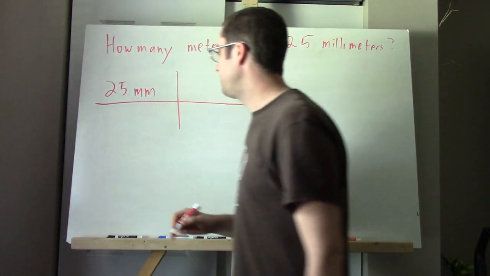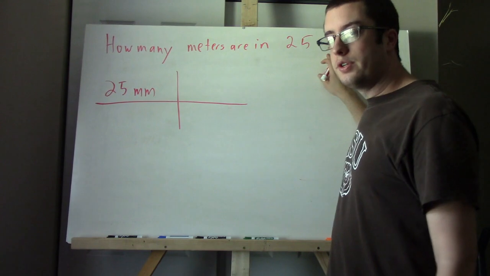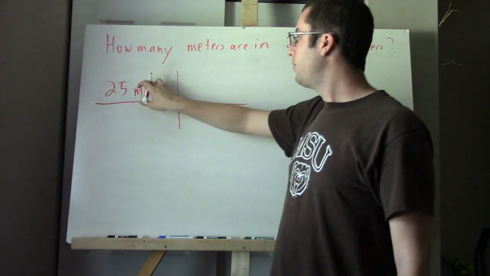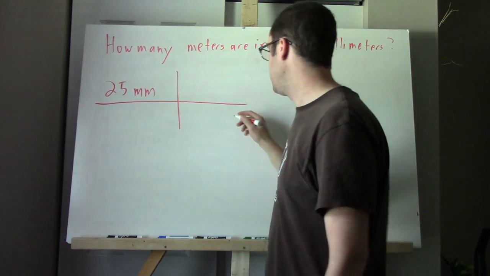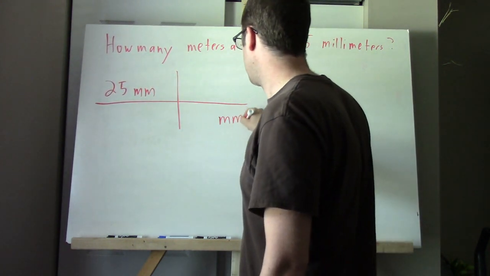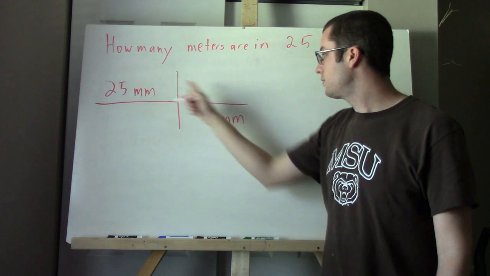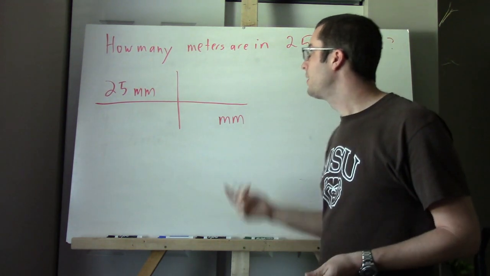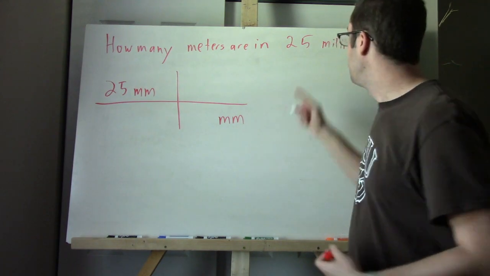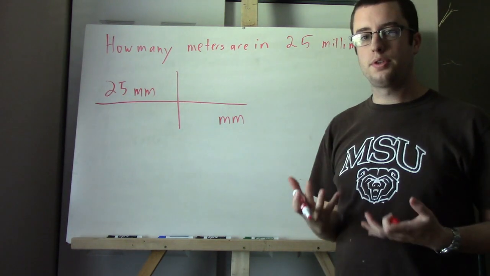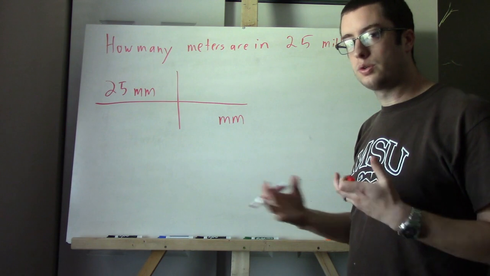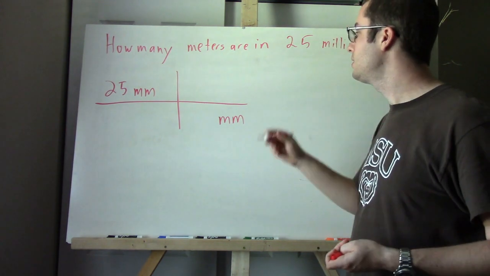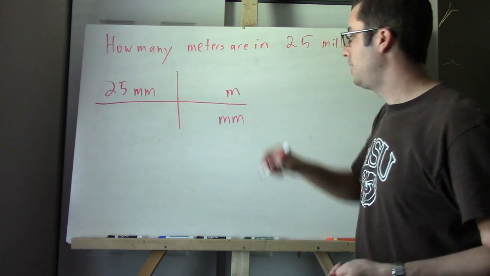So if there are 25 millimeters there, there's no other unit attached to here, so we don't need to worry about doing anything with the bottom. We then know automatically that this unit here is going to come over to the bottom. So millimeters has to go to the bottom of the other side. That way it can wind up canceling out. Now I'm trying to get to meters. Because meters and millimeters are both standard metric units, we can go straight between them because they both end with meters. It's just the difference of milli versus the base. So I can go ahead and put that there.